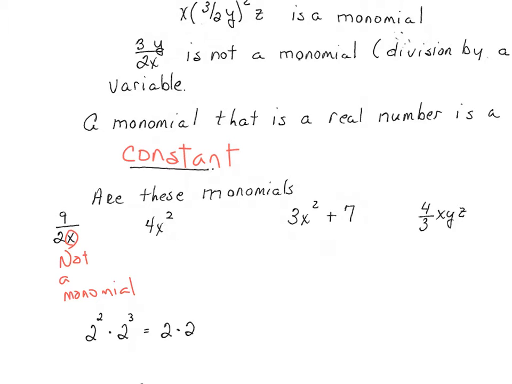What about 4x squared? There's no addition, no division by a variable, so yes, this is a monomial. What about 3x squared plus 7? Because we have this plus sign, it is not a monomial. Here we have 4/3 xyz. Notice there's a difference between 4/3 xyz and 9 divided by 2x. 4/3 is a constant, but we are not dividing by a variable, so yes, this is a monomial.